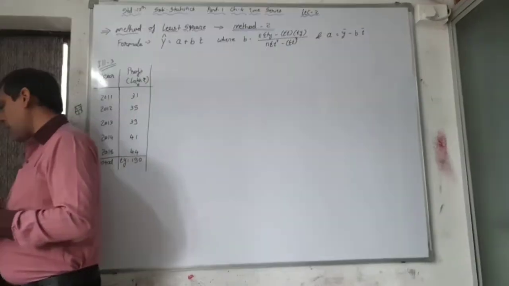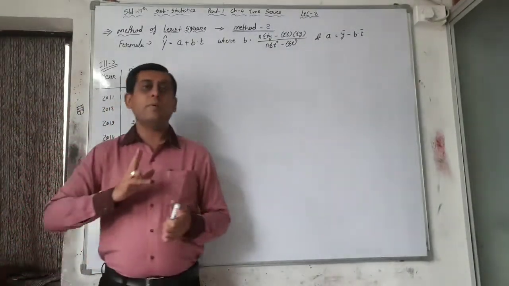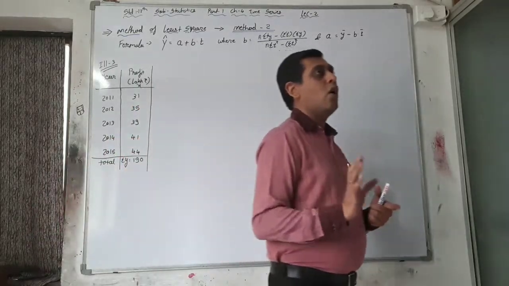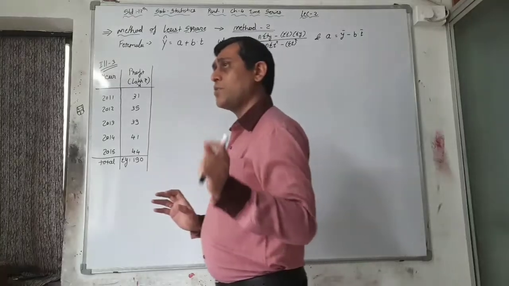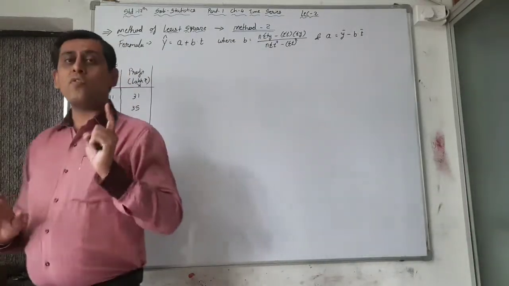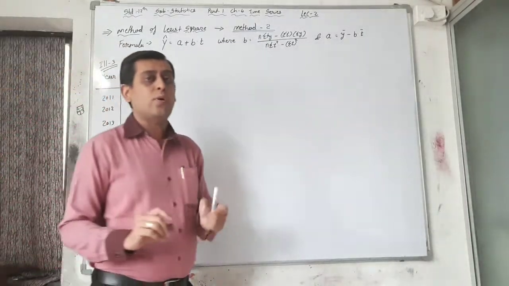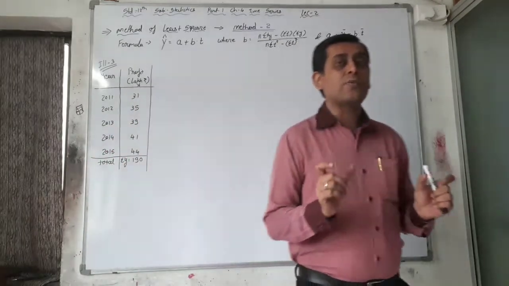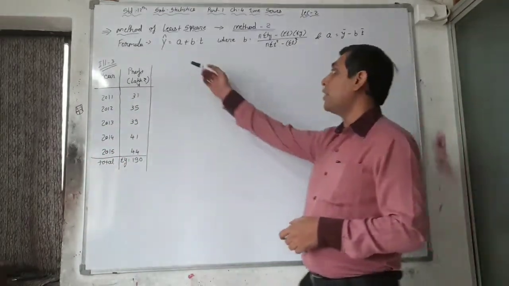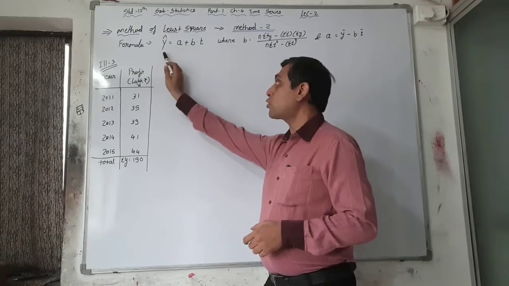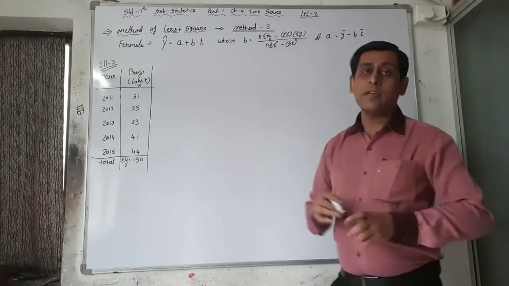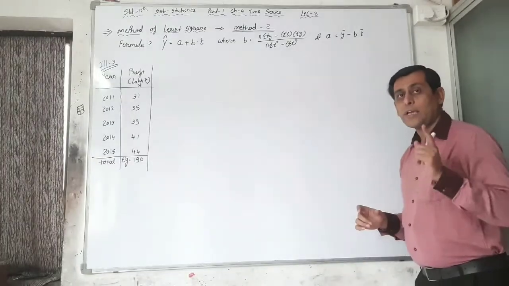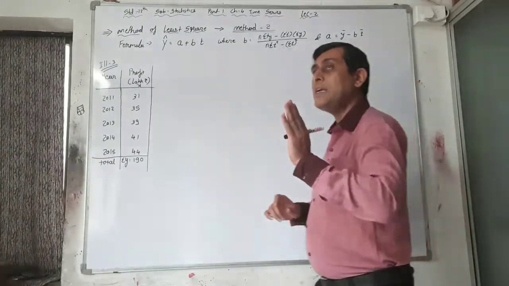Okay, so now move forward to method number 2, that is the method of least squares. I told you in my last lecture again that the method of least squares is also common in chapter number 3 and chapter number 4. That's why the formula for that is also common. Y cap is equal to a plus bt. In chapter number 3 it is Y cap is equal to a plus bx.